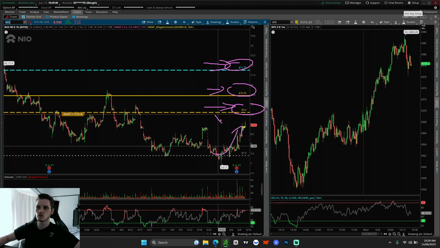Because 9 times out of 10, you get a pullback off these levels, but it's whether that pullback turns into an overall reversal or just a temporary pullback and we continue higher. So that's what you want to figure out, is where you want your stop, because where do you consider that a pullback or a reversal?